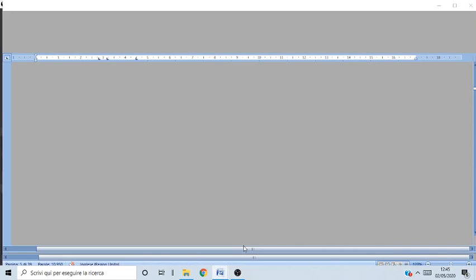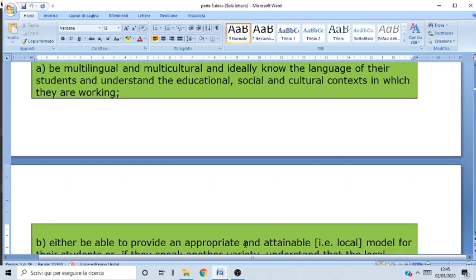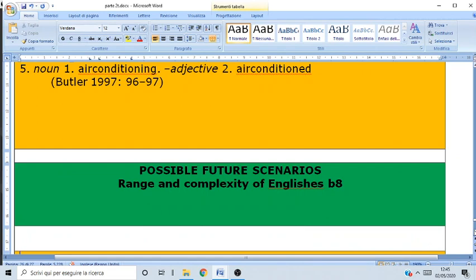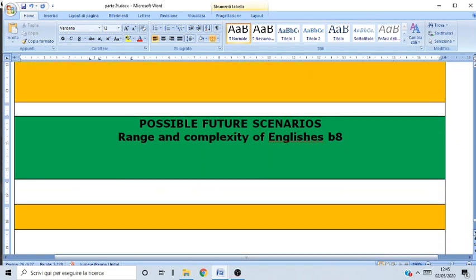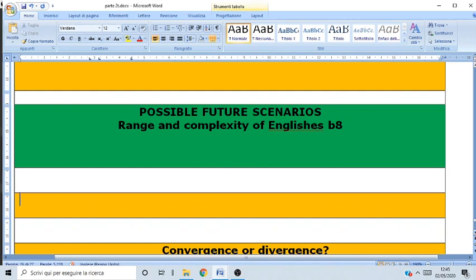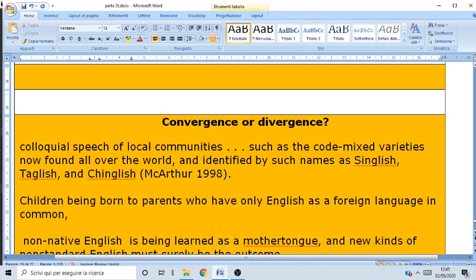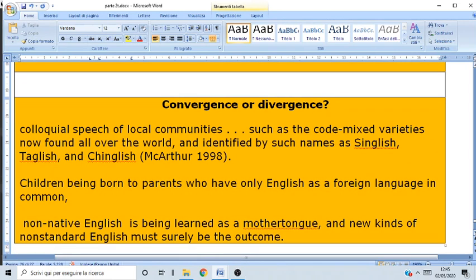Okay, so let's go to the last part for today, sorry. And we'll look at the possible future scenarios. This part is going to be about convergence or divergence. Are the different varieties of English going to become more similar, or are they going to diverge even more from the inner circle?